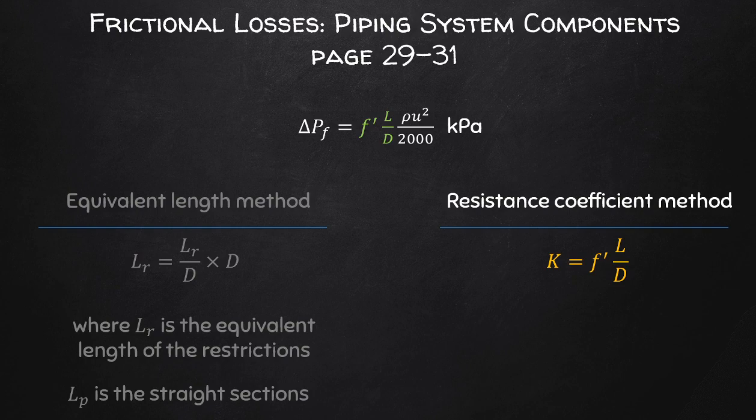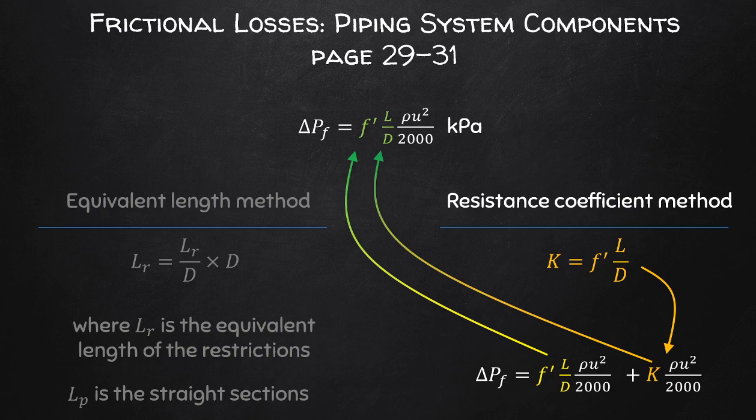The second option at our disposal is the resistance coefficient method. This coefficient is in fact equivalent to the friction factor f prime multiplied by the LR over D for a specific type of resistance. This resistance coefficient is often used in conjunction with the other equivalent length method that I've just discussed now.